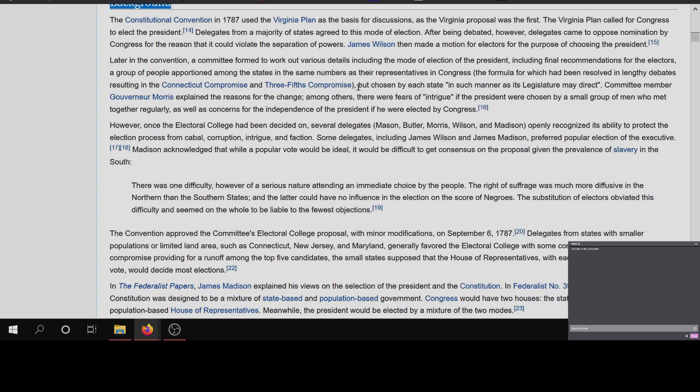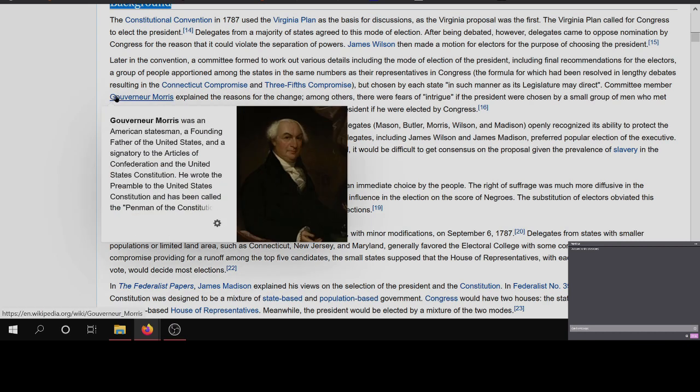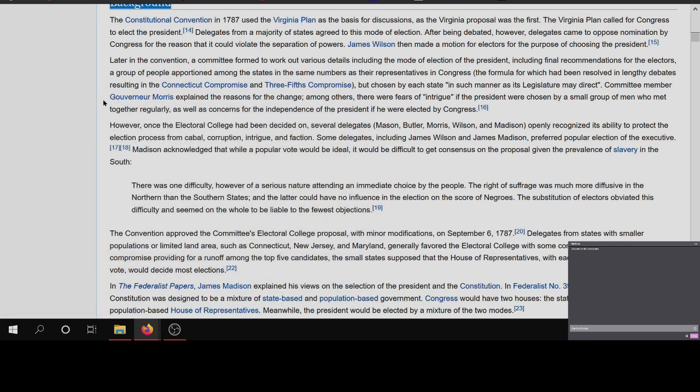We're here, but chosen by each state in such manner as the legislature may direct. Committee member Gouverneur Morris, American statesman. Yeah, that's actually his name. So it's not Governor. I'm probably not pronouncing it right, but oh well.